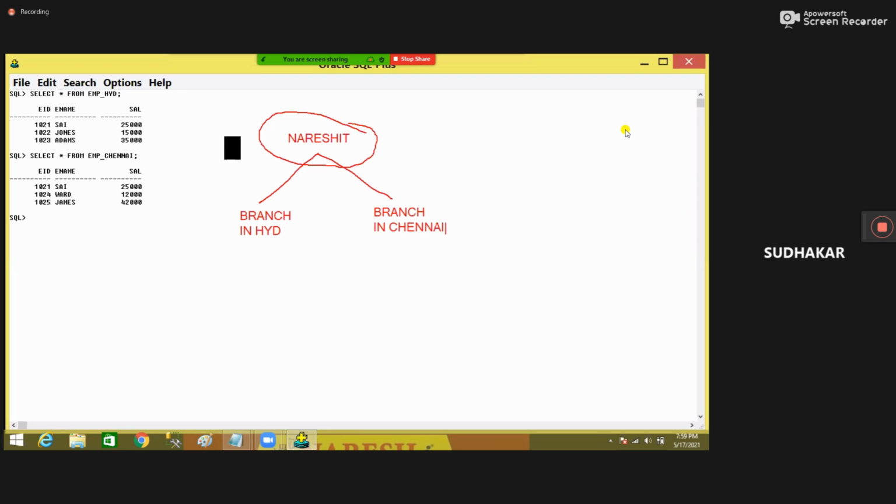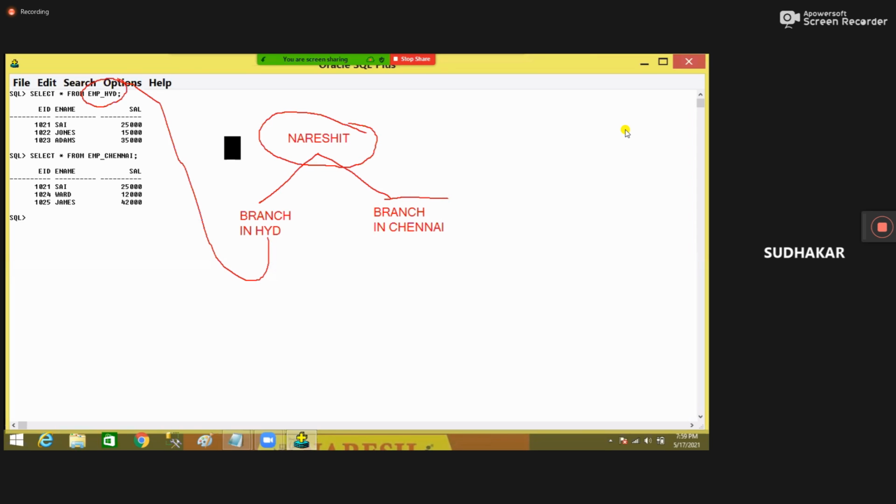Okay. So that means Naresh IT organization is having two branches. One is in Hyderabad and one is in Chennai. Now, in the Hyderabad branch, how many employees and who are working in the Hyderabad branch? Those Hyderabad branch employee details I'm storing into one table. The table is called EMP underscore Hyderabad.